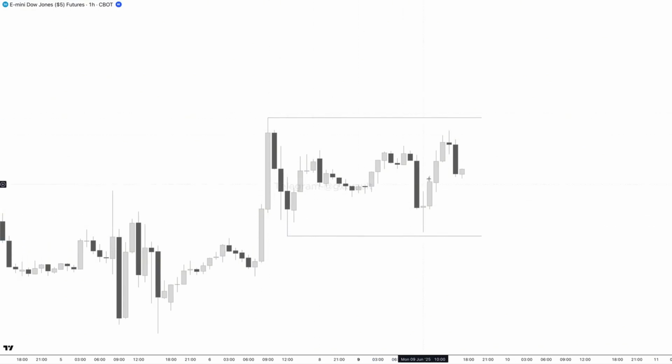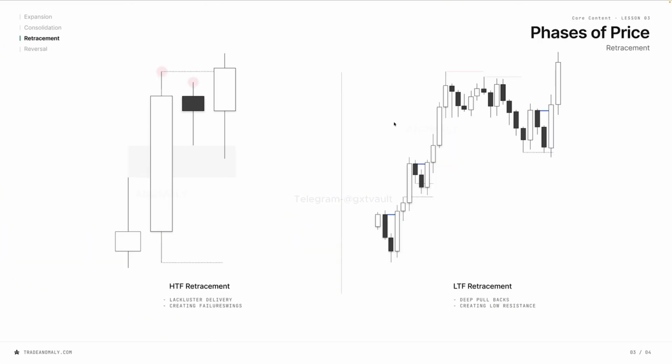No real sense of direction, creating failure swings off the highs and the lows. This is something we want to typically avoid. Just simply wait till one side of the market is taken, and then we reevaluate and react off what price does at those levels. So now let's cover the retracement phase of price.